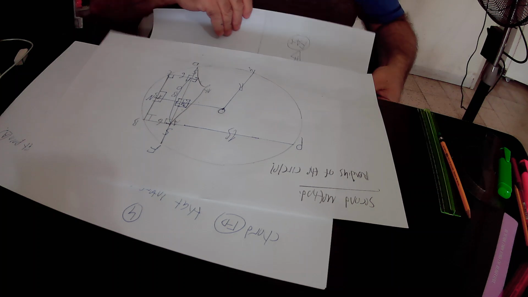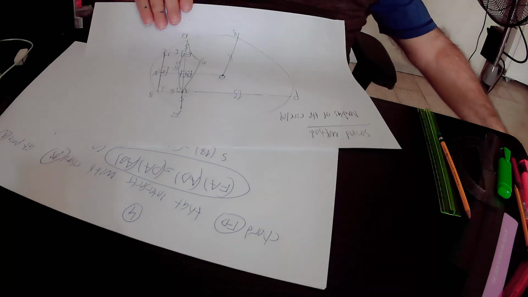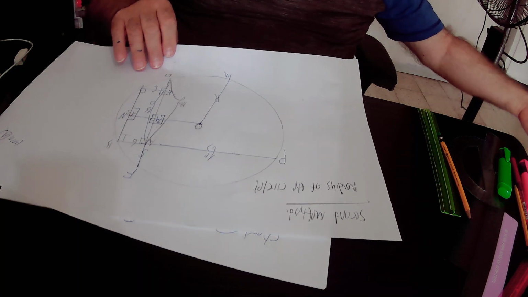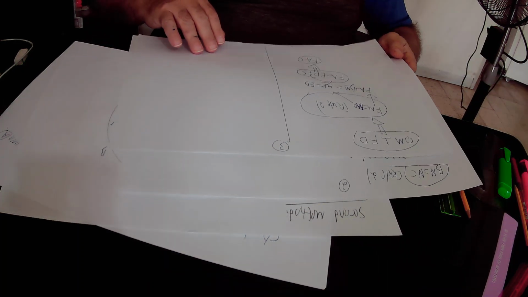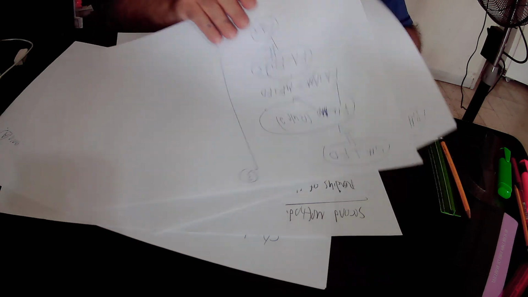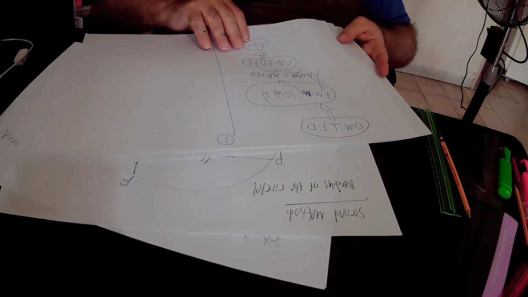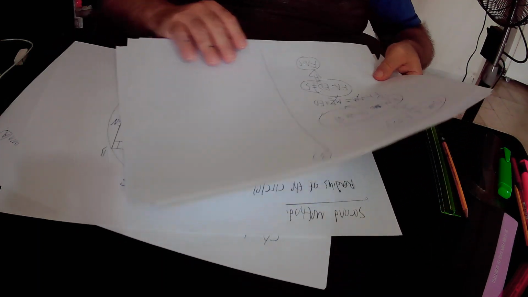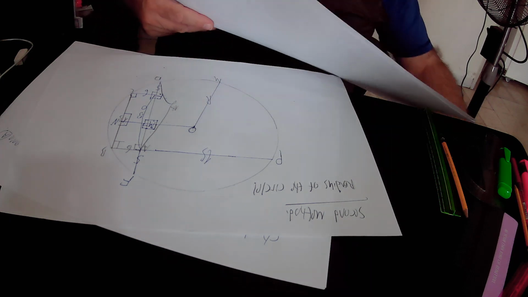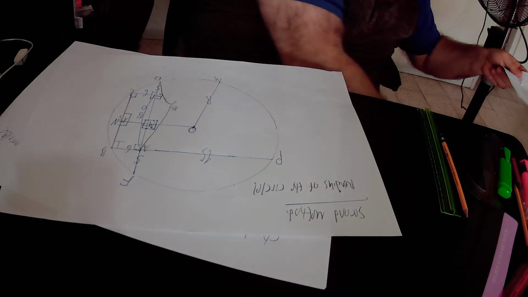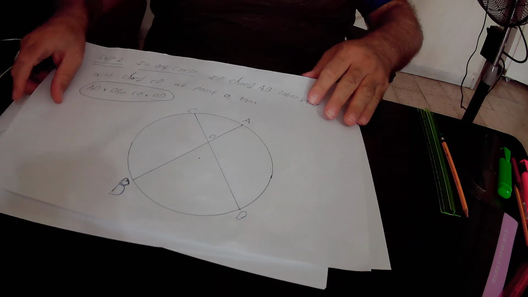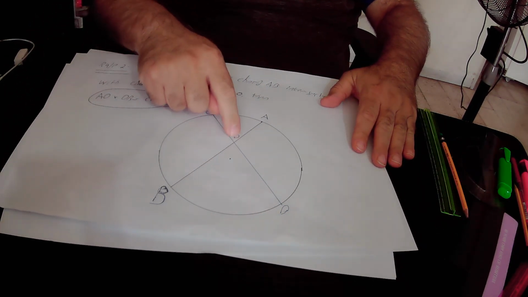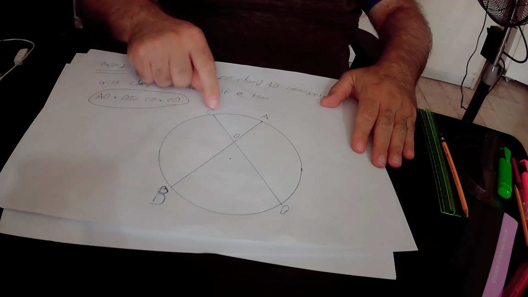Okay? In the next step, I actually presented to you the old rule number 2. We implemented the old rule number 2 in our drawing. According to the old rule number 2, if chord AB intersects with chord CD at point O, then AO times OB equals CO times OD.